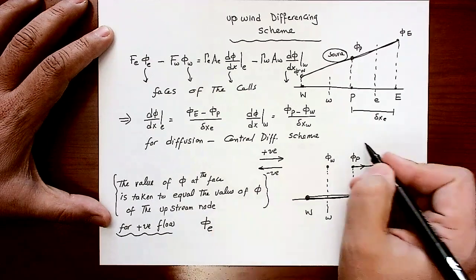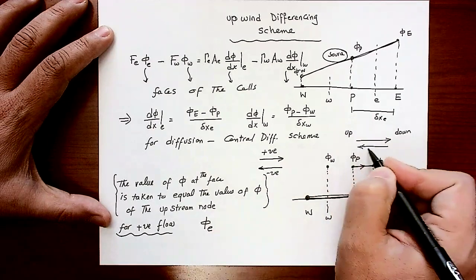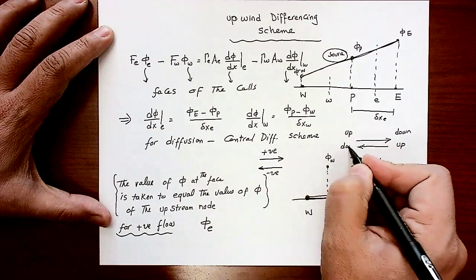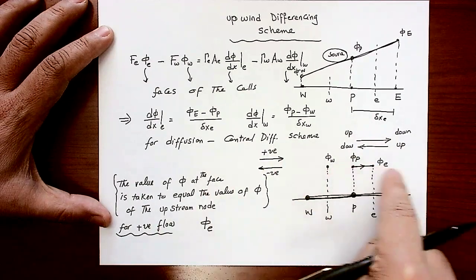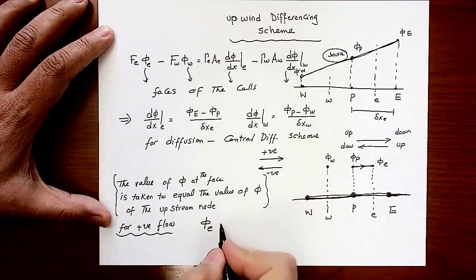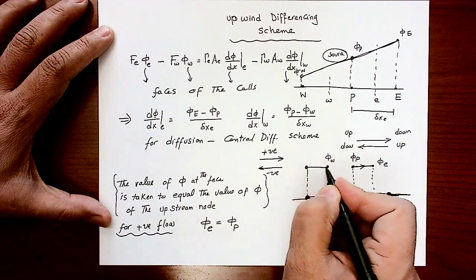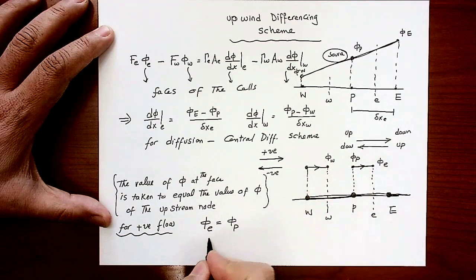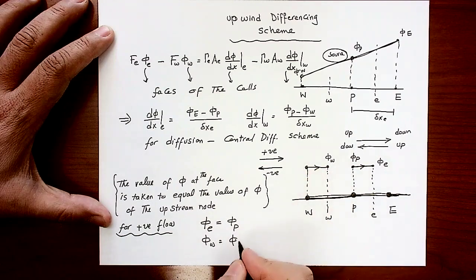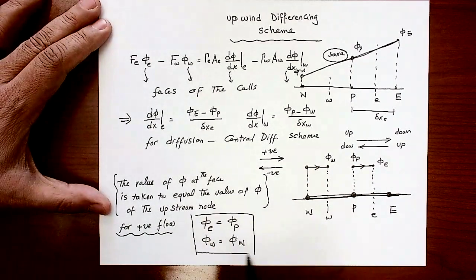If the flow is going this way, this is called upstream, this is called downstream. If the flow is going this way, which we call negative, this is the upstream, this is the downstream. So let's look at the positive flow here. The value of phi on the east face equals the upstream node value, so phi east is equal to phi P. The same here: the value of phi on the west face is the same as phi on the upstream node, which is phi W. So this is the approximation that we will do for the positive flow.